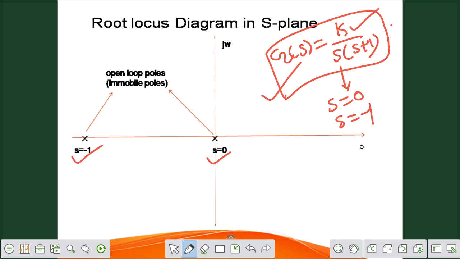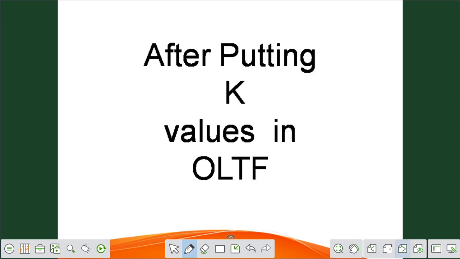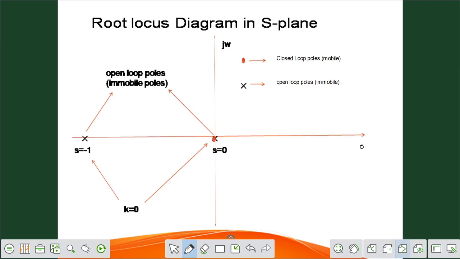If I put the k value in this S plane, it will look like this. After putting the k values in the open loop transfer function, we can see the picture. Basically, you can see the red mark: closed loop transfer function poles, which are mobile in nature, which can move. But the cross means open loop transfer function poles, which cannot move in the plane. So the cross represents the open loop transfer function pole, which is not movable.